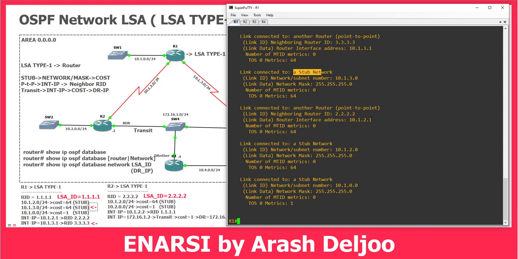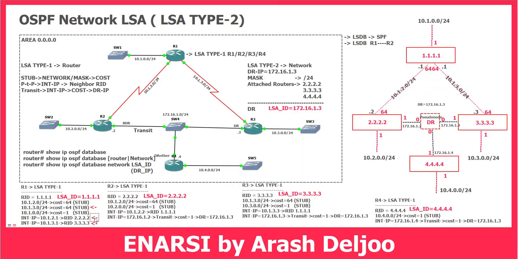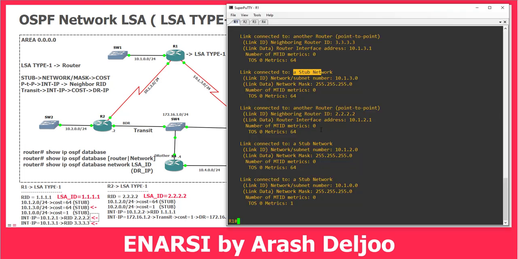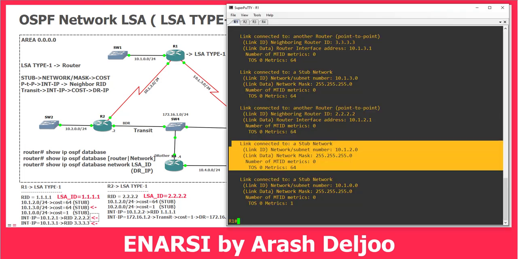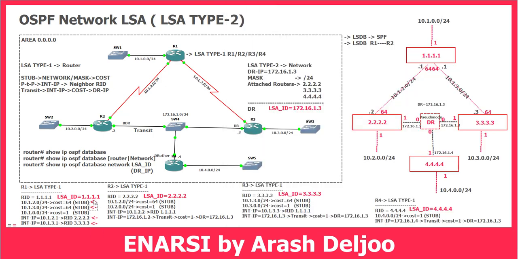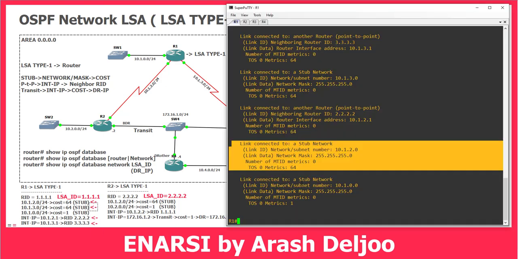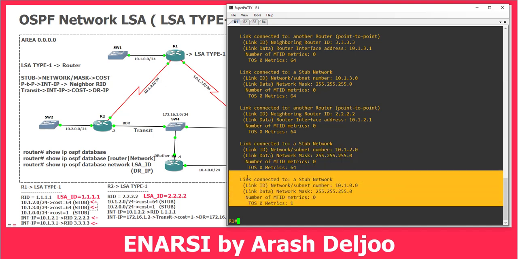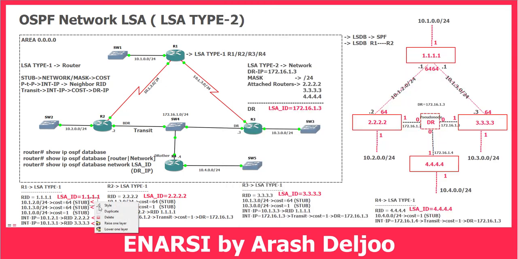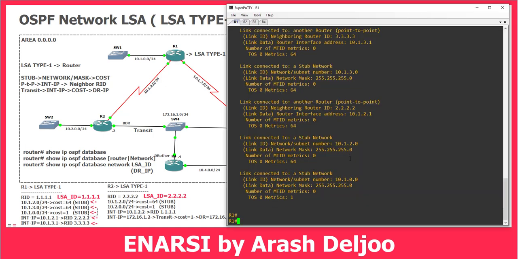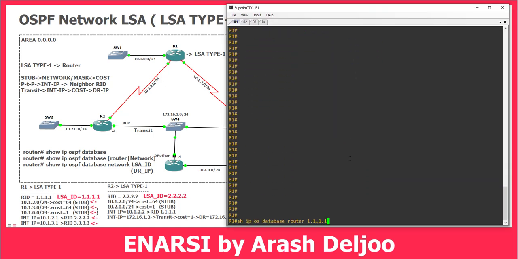After that, with 10.1.21, I have connectivity to quad 2. Okay, 10.1.21 connectivity to quad 2. Then here, as you can see, I have connectivity to 10.1.20/24 with the cost of 64, this line. And after that, here you can see I have connectivity to 10.1.00/24 with the cost of 1. That's it.